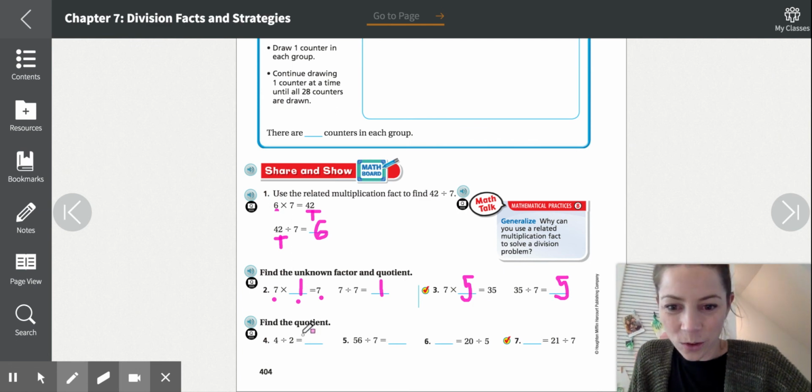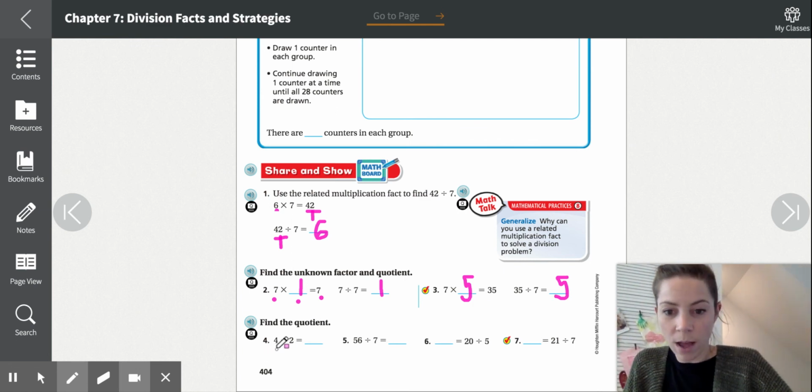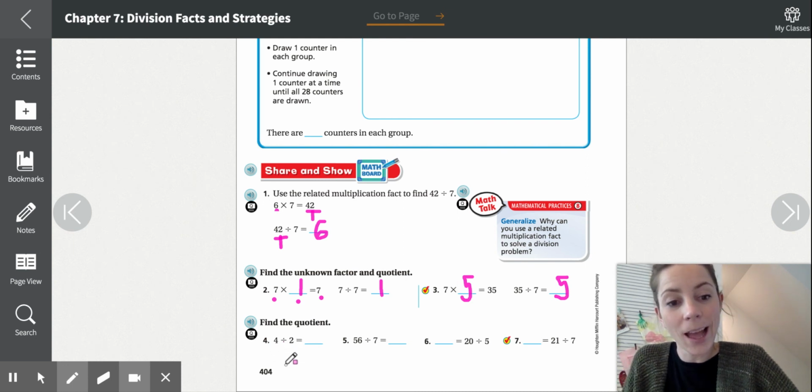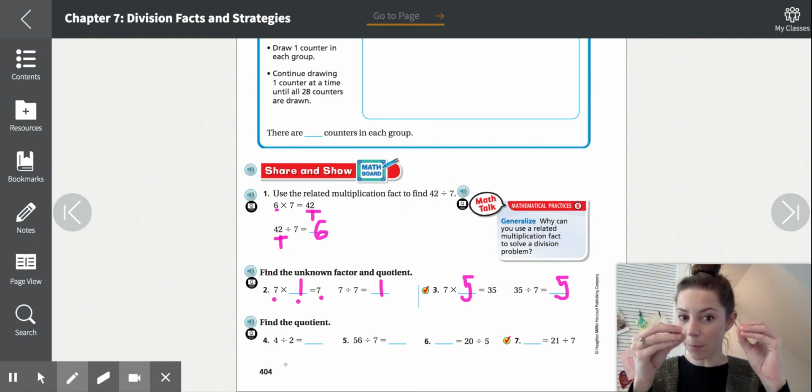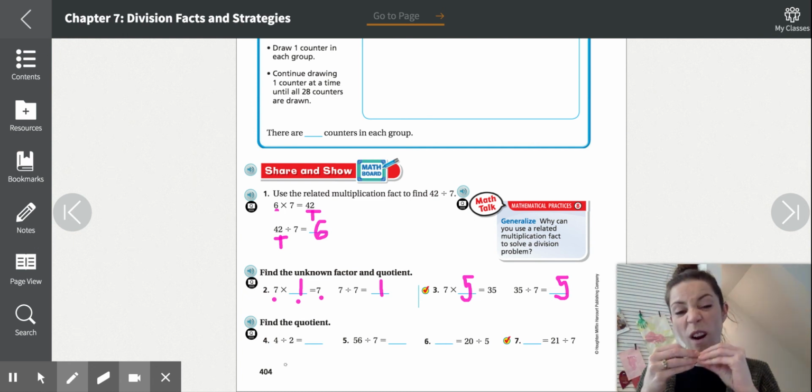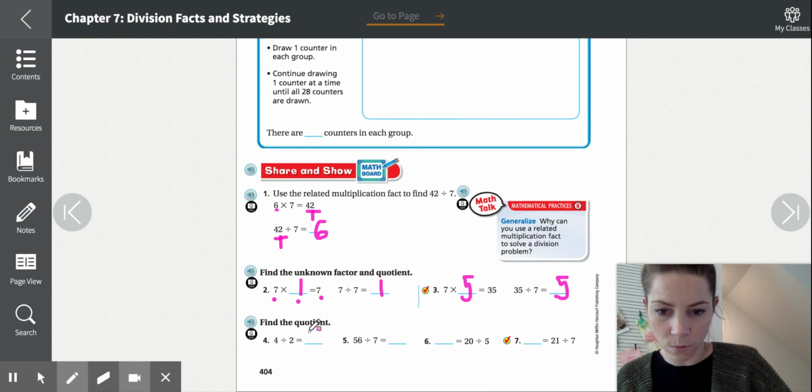Okay, last ones. 4 divided by 2. Well, I could think of the dividing by 2 rule as splitting the total in half. What are the two numbers that go together, the double, like the same number, that you add to equal 4? 2 plus 2 is 4. So if you cut 4 in half, it'd be 2.